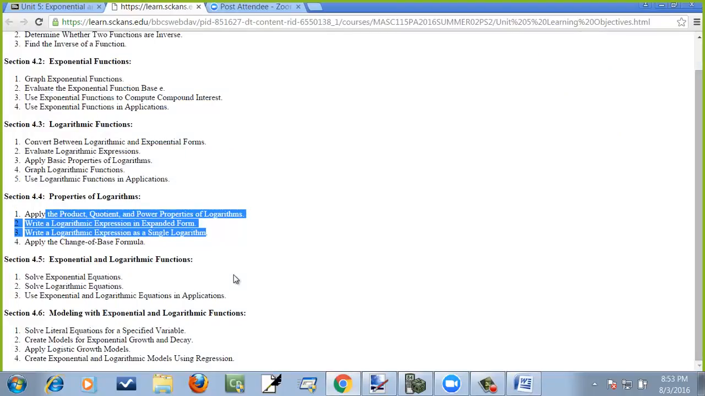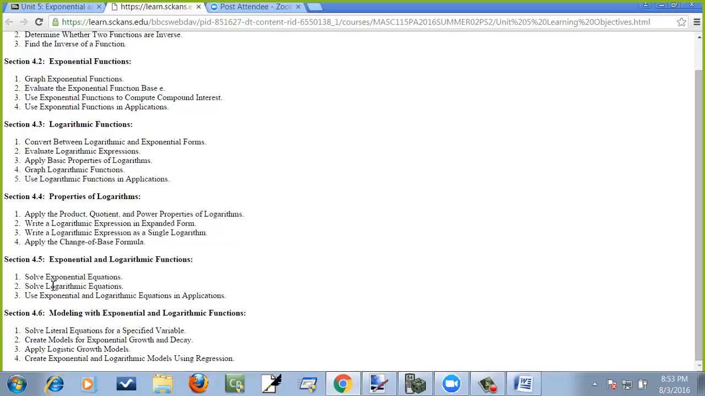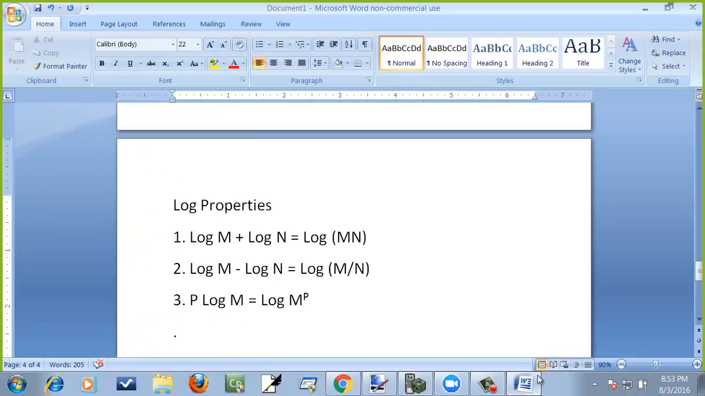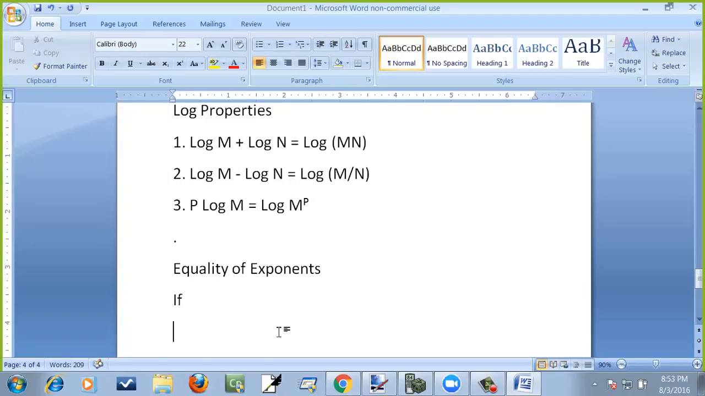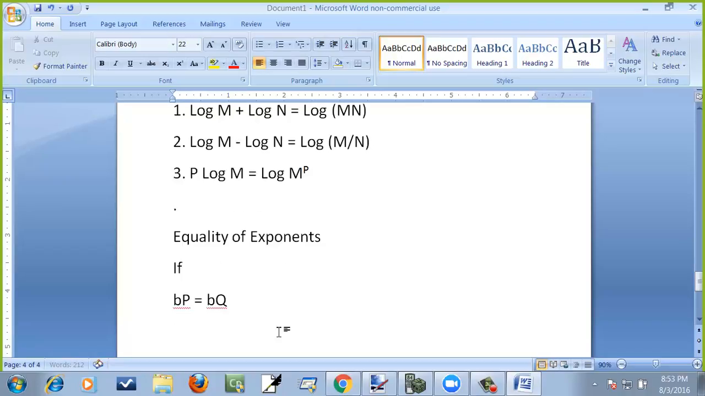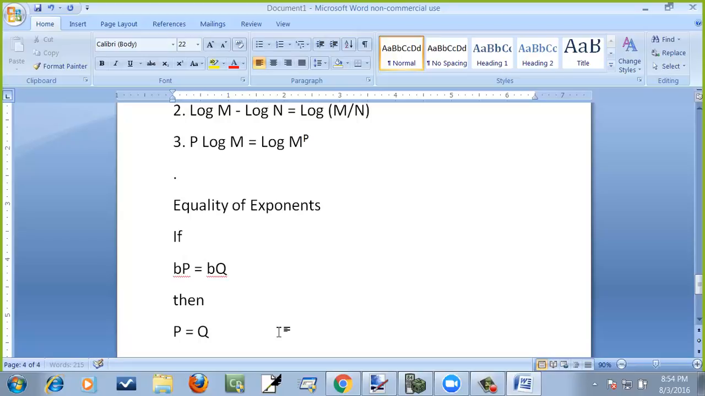Now that was really those first three items there, and we saw the change of base already. Now in section 4.5, exponential and log functions, I should actually say exponential and log equations, but the first thing we'll do is take a look at solving exponential equations. We have something called the equality of exponents. And it says if you have b to the p is equal to b to the q, then you can set p equal to q.